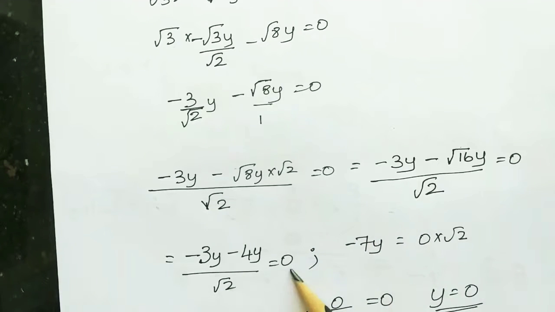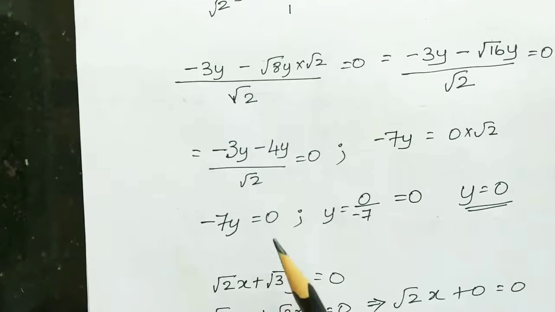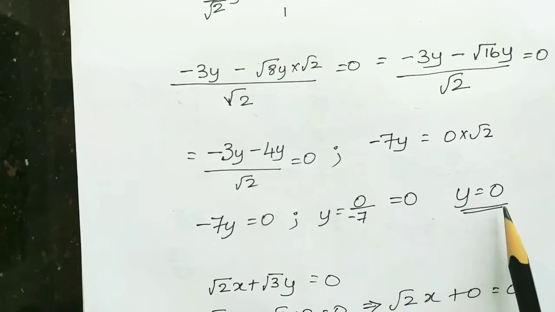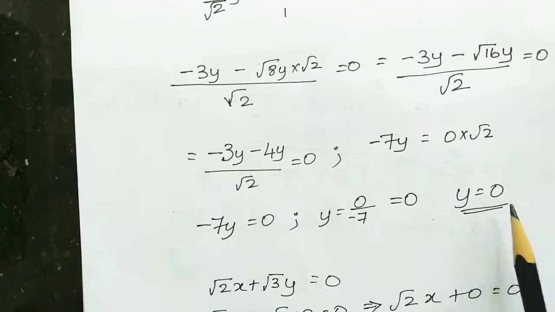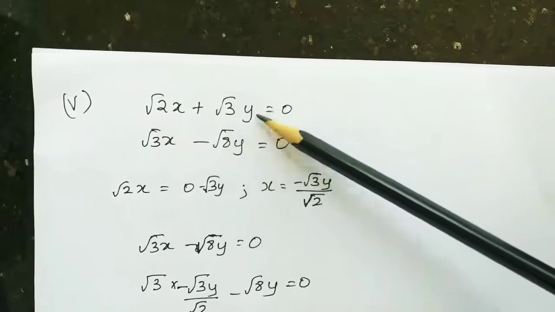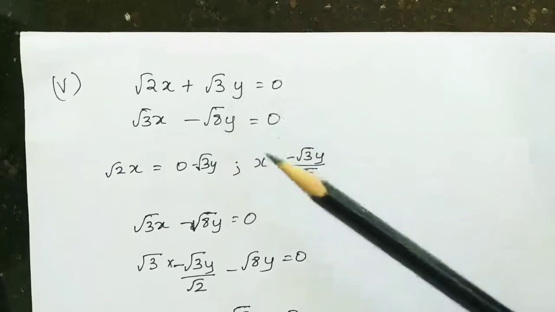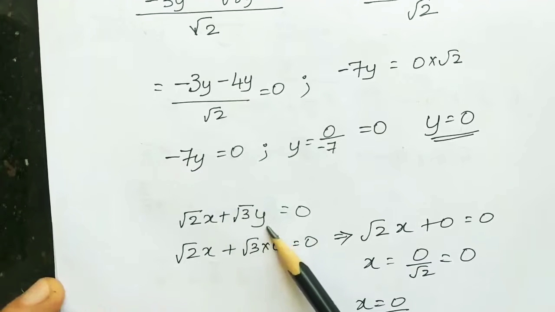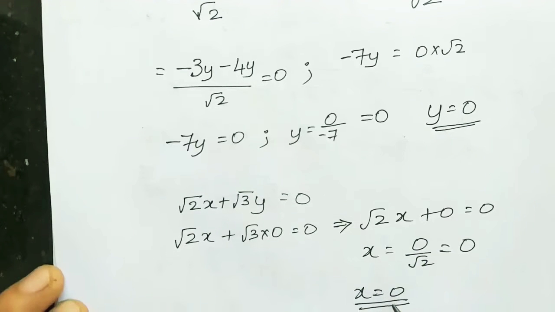When you take this root 2 to the other side, it becomes 0 into root 2, that is, the whole value becomes 0. So negative 7y is equal to 0, and y is equal to 0 by negative 7, and it is 0 itself. So we got the value of y as 0. Let's substitute this value in any of these two equations. I'm going to substitute y as 0 in the first equation, and root 2x plus root 3 into 0 is 0, isn't it? So root 2x is equal to 0, and x is equal to 0 by root 2, it is 0 itself. So we got the value of x and y as 0.